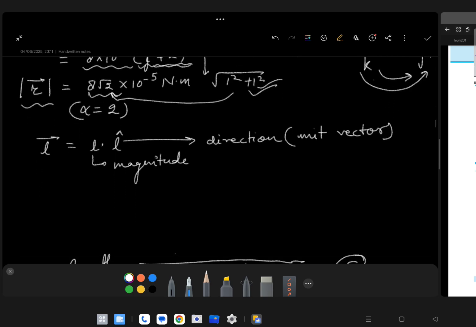Now you also know that if there is any vector, the length of this arrow will give you the magnitude.